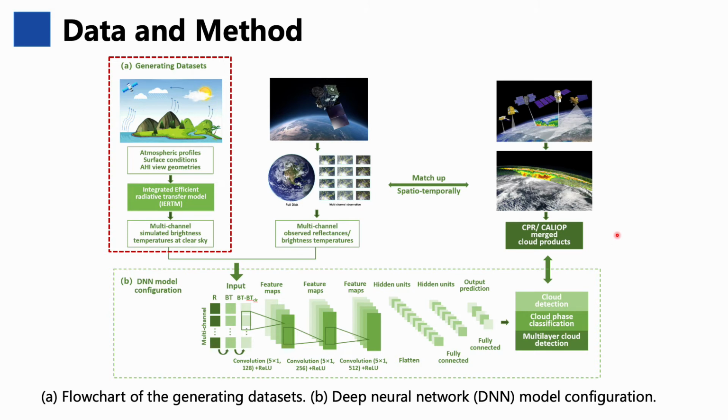Therefore, the CPR and CALIPSO cloud product from 2016 is used as a reference label for the training datasets. The AHI observation and the meteorological fields data are collected and matched with the cloud products and quality controlled. The ERTM radiative transfer model is used to simulate the clear-sky radiance from the atmospheric profile, surface condition, and viewing angle. The two DNN models are estimated for all-day and daytime-only application, respectively.